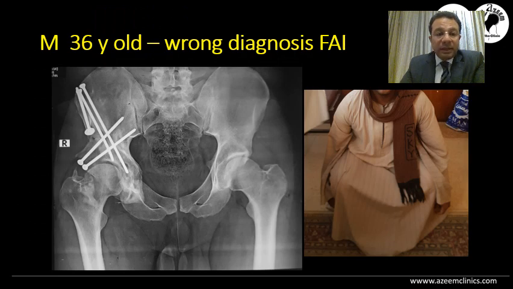The last case is a male, 36 years old, wrongly diagnosed as having femoroacetabular impingement, operated upon by a hip scope, and finally still complaining. With a closer look at the X-ray, you will find that he has borderline dysplasia. Periacetabular osteotomy was done, and finally this is his follow-up X-ray and function.